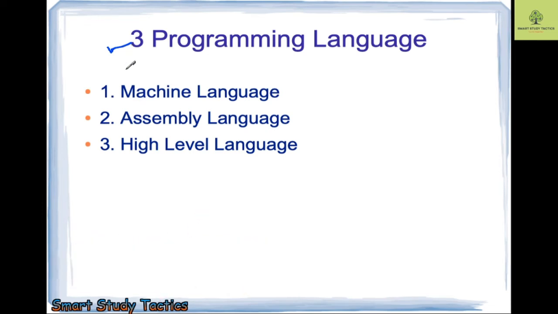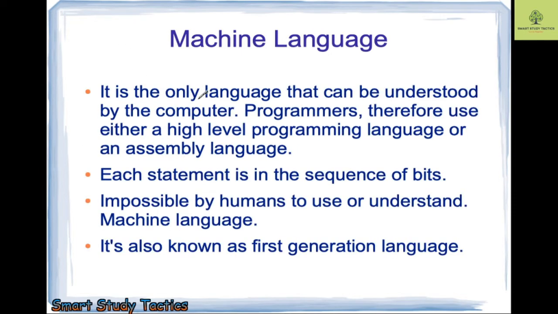So similarly, we have programming languages. One is machine language, second one is assembly, third one is high level. The programming language can be categorized in three ways: machine language, assembly language, and high level language. So let's concentrate on the machine language. It is the only language that can be used by the computer. Please make sure you understand it is the only language that the computer can understand.